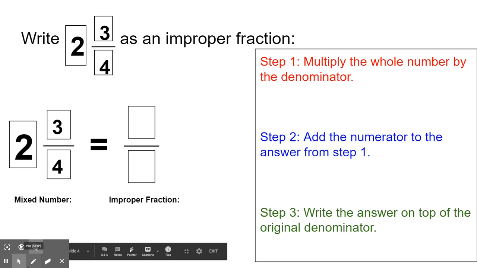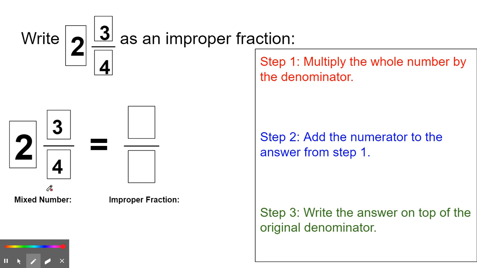I'll model one more of these for you guys, show you how to do these. So step 1, multiply the whole number by the denominator. I see 2 is our whole number, and I see 4 is our denominator. So we are going to be multiplying 4 times 2. Write the little multiplication symbol here if that helps you guys. So 4 times 2 equals 8.